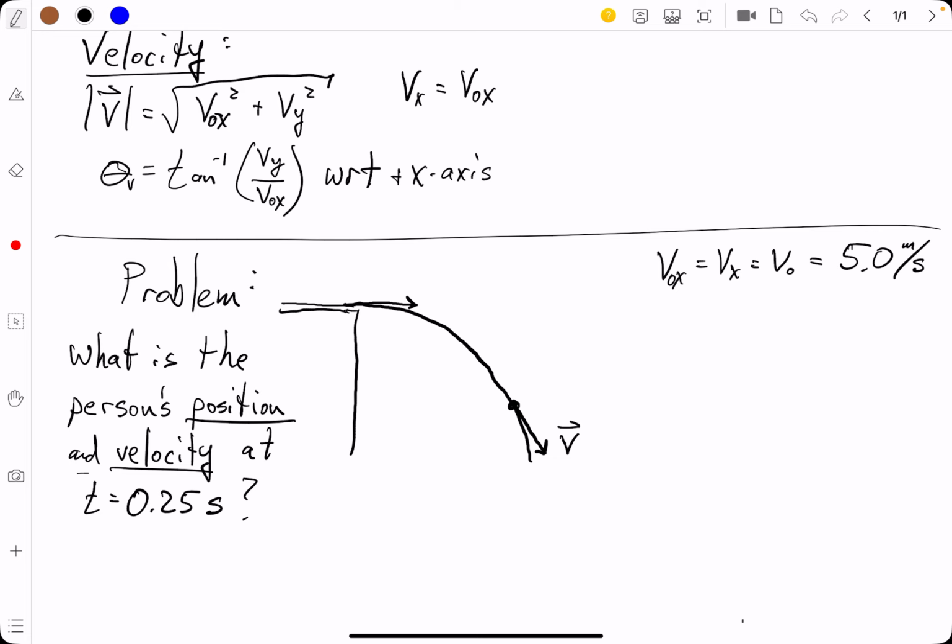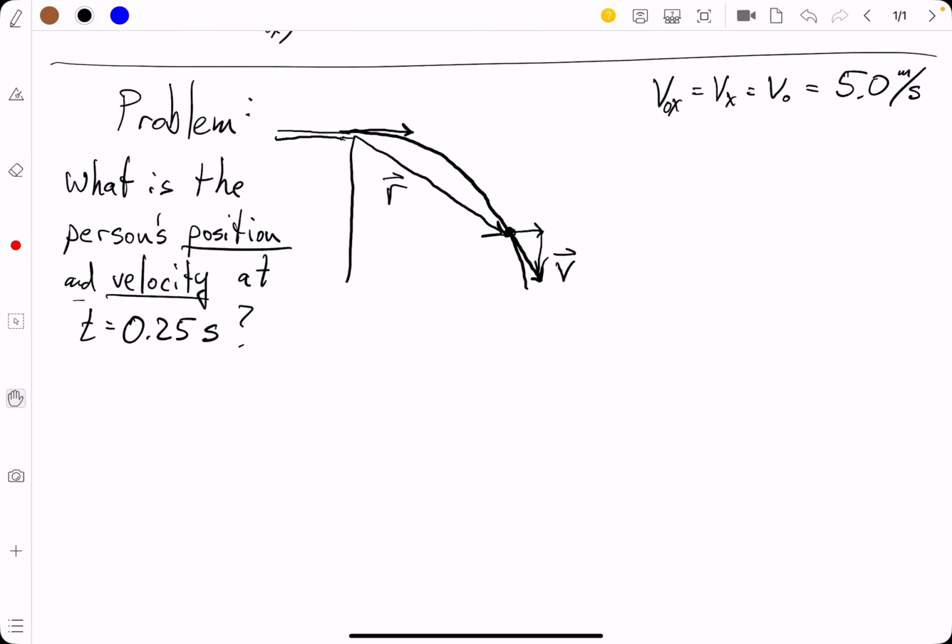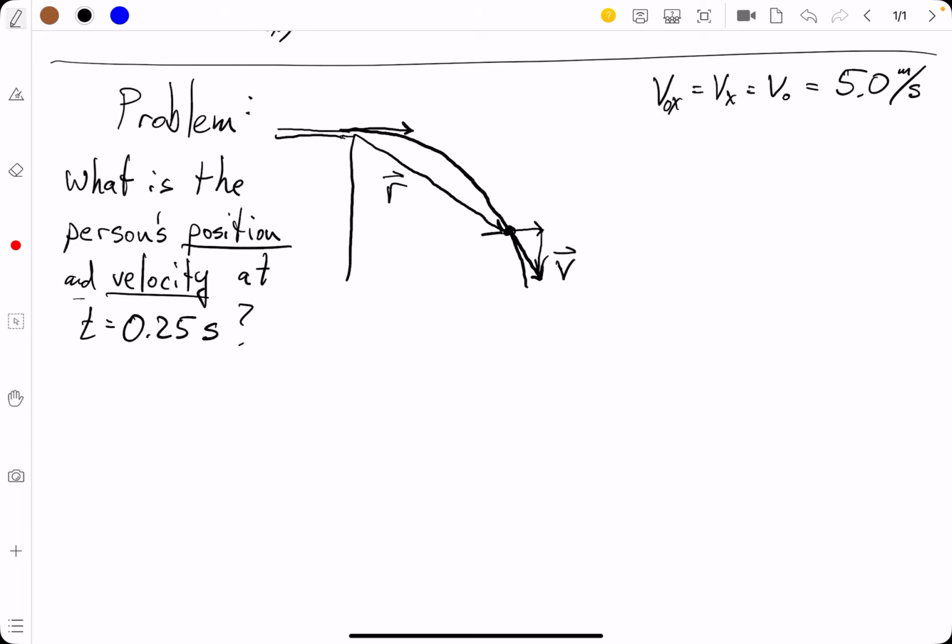Both vectors, this vector and this vector. That'll be our V. And then this is our position here. That's our position vector. So that's how you would want to draw it. That's our situation. Let's move up, give ourselves a little room. Let's go. We've drawn it out.